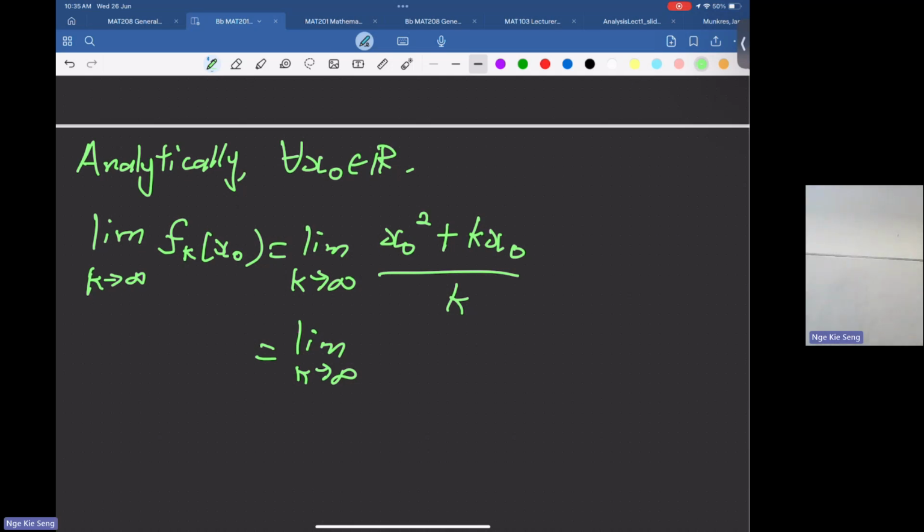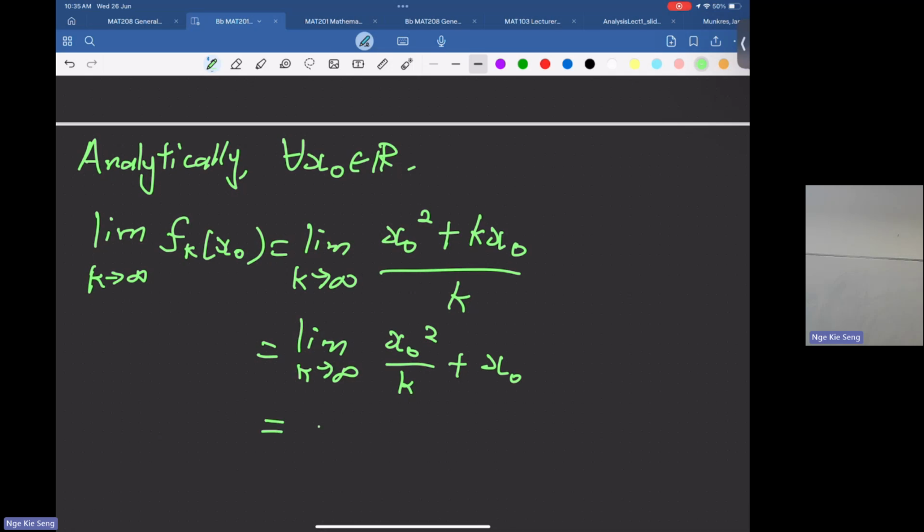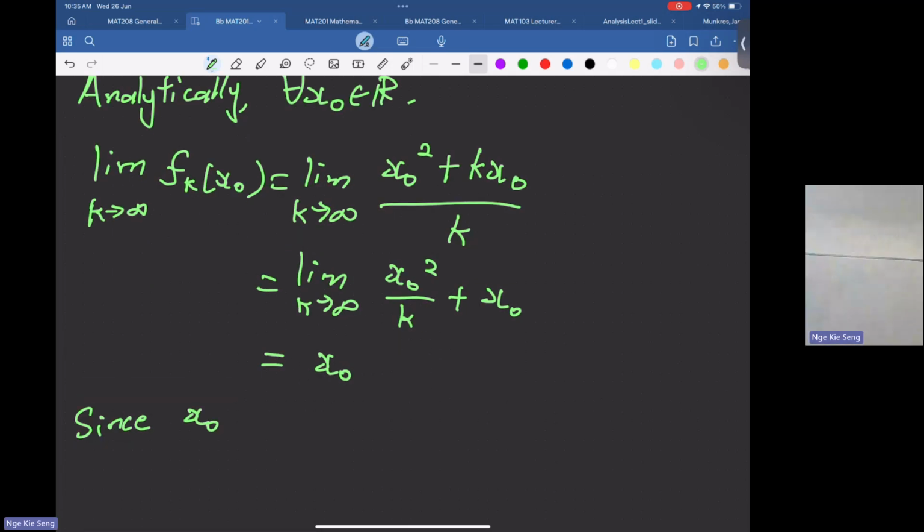Let me remove this. So we're going to show this analytically. What happens if we take all points? What is fk(s naught)? It is (s naught squared plus k s naught) over k. But what's the limit of this guy? This is the sum of two convergent sequences. So what we get in the end is just s naught. Since s naught is arbitrary, the limit as k goes to infinity of fk(x) is just x.